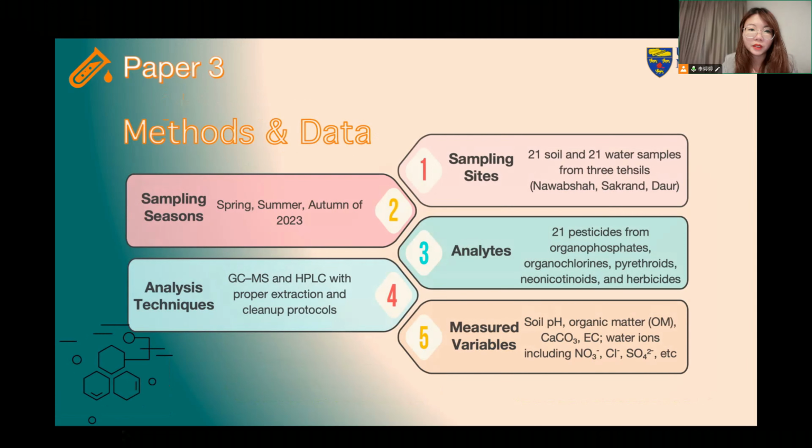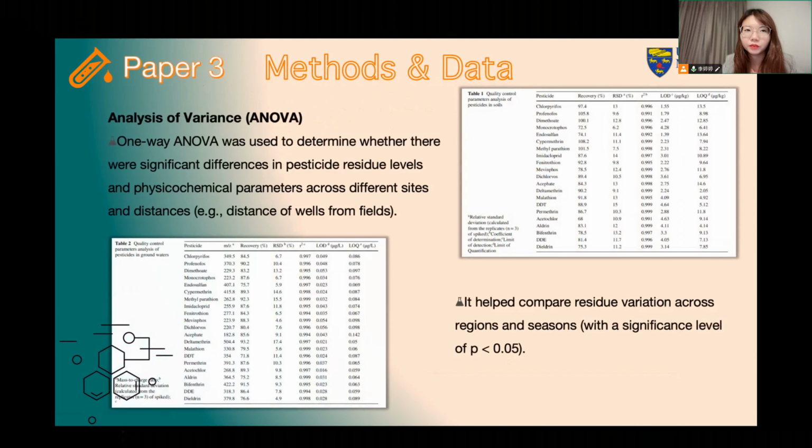About its method and data, the sampling set is 21 soil and 21 water samples from 3 regions, and the sampling seasons are spring, summer, and autumn. We can see the analytical technique is to measure the variables. The two pictures show data for this paper.